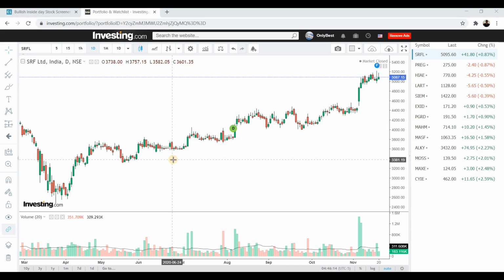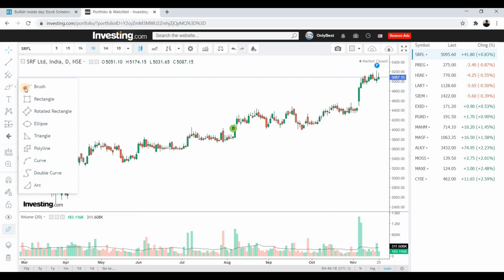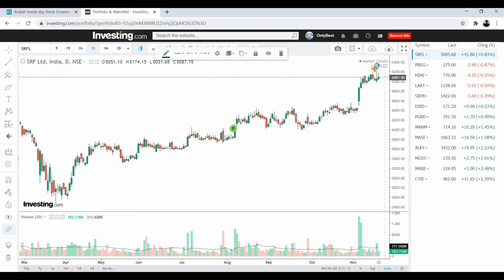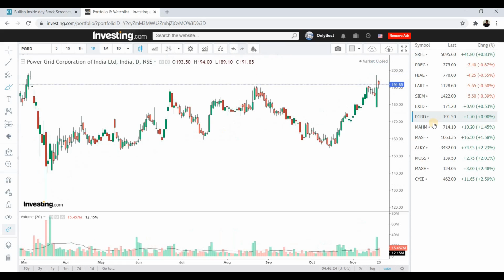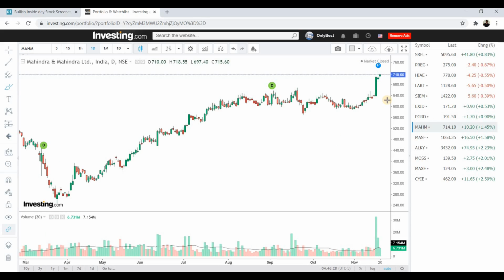It was not loading. So let's see. Again, from the naked eye we can make out that this does not fit into our rules. So the last one we checked was Power Grid. So we'll check after that. So next one is Mahindra and Mahindra. Let's see the range of the 1 day ago candle. It is more than 29. So it should be less than 14, 15. No, it does not fit into our rules.